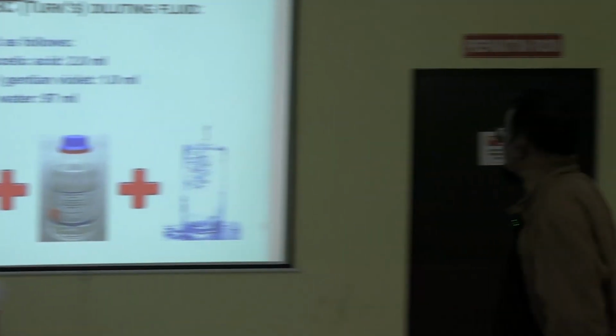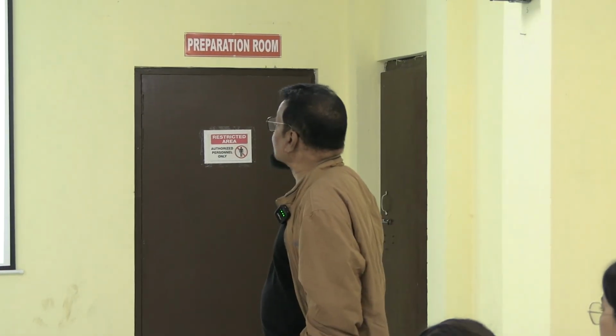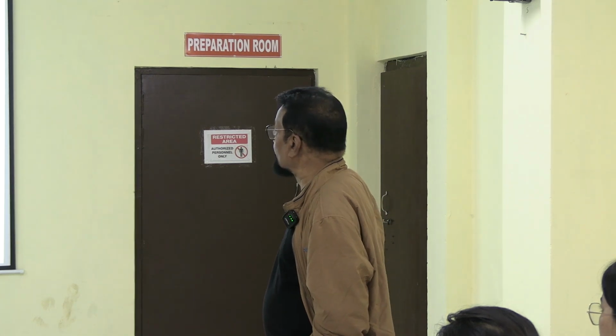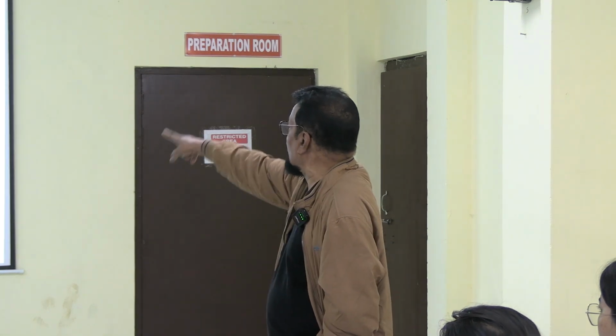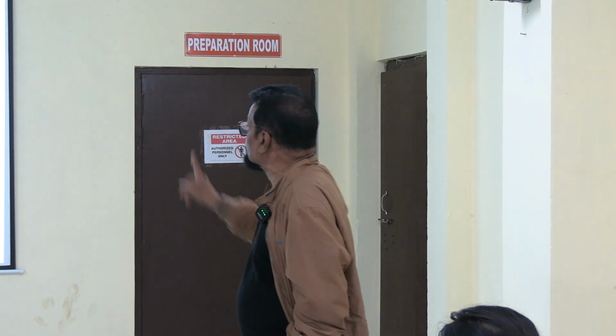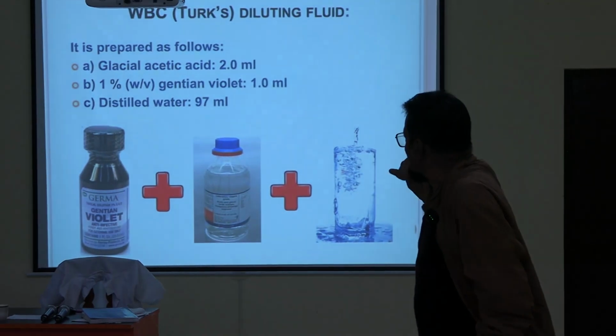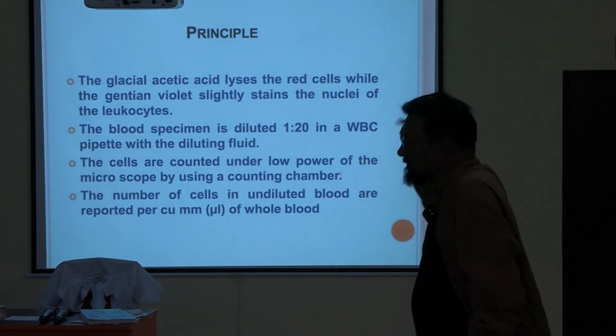So it is prepared as follows. Glacial acetic acid 2 ml, then 1% gentian violet 1 ml, then distilled water 97 ml. So 97 ml plus 1 ml is 98 ml, plus 2 ml. Ultimately, the volume is 100 ml. So the use of gentian violet is? Sir, go to the next slide.